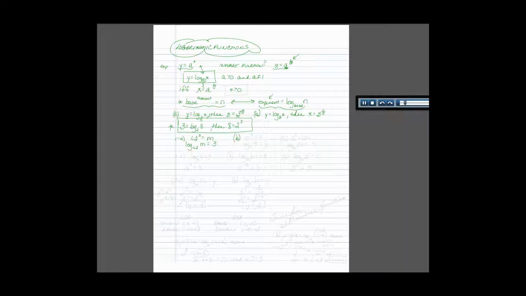Let's look at b. e to the b equals 9. We can say again, what is our base? So log base e of 9, the answer, equals our exponent b.